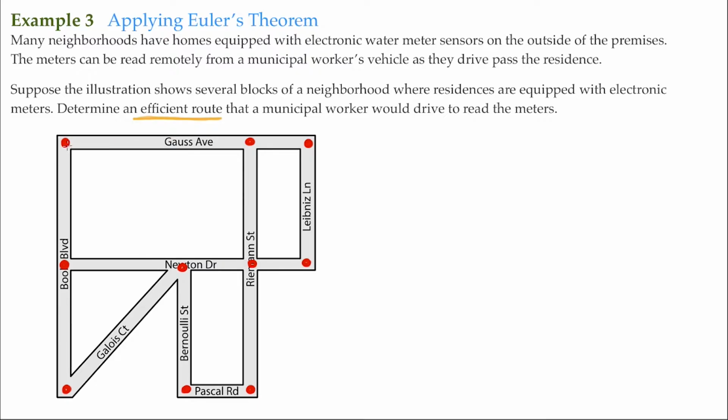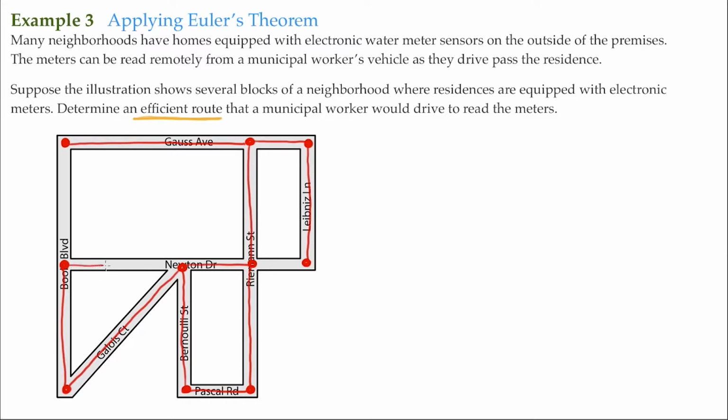And then, of course, the connections between the vertices along the road will be our edges. So we'll have one here, we'll have one here, this way. We'll keep going down Remond Street down to Pascal Road. So we're just simply using the layout of the map, the schematic of the street map, to make our graph.